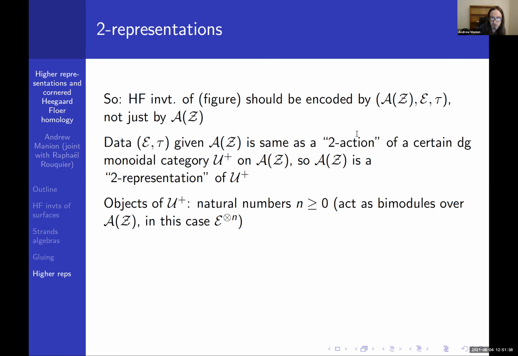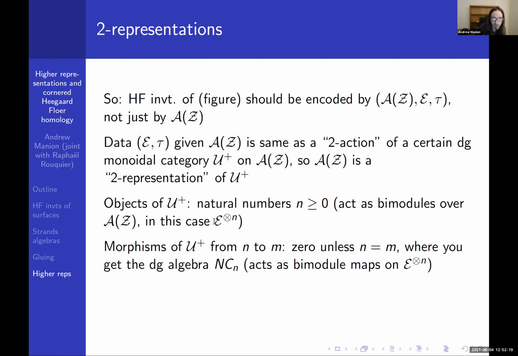I don't want to get too into the algebra, but I can define this monoidal category where the objects are just your natural numbers. When I have a 2-action of this on some DG algebra, an object of the monoidal category is going to get sent to a bimodule over the DG algebra, and your monoidal structure on objects will get sent to tensor product of bimodules. So for a natural number n greater than or equal to 0, 0 is going to act as the identity bimodule, 1 is going to act as my bimodule E, and n is going to act as E tensor n, if I have a 2-action of this thing on my A of Z.